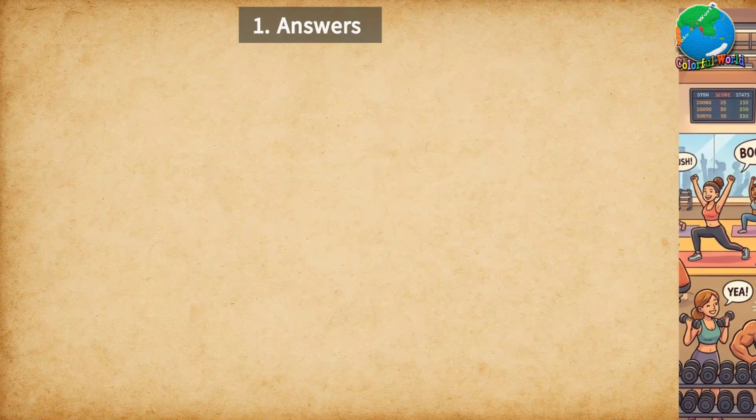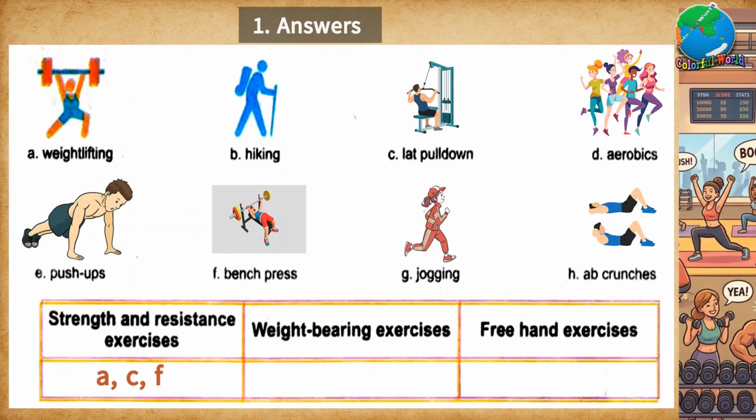1. Answers. Strength and resistance exercise: A. Weightlifting, C. Lat pull-down, F. Bench press. Weight-bearing exercise: B. Hiking, D. Aerobics, G. Jogging. Free hand exercise: E. Push-ups, H. Ab crunches.